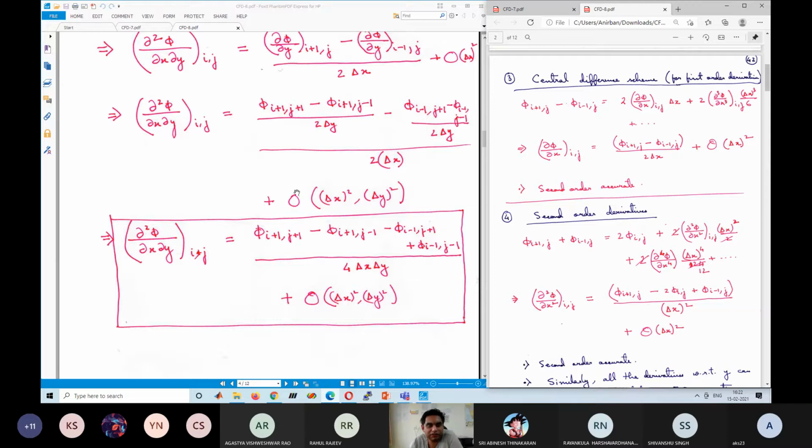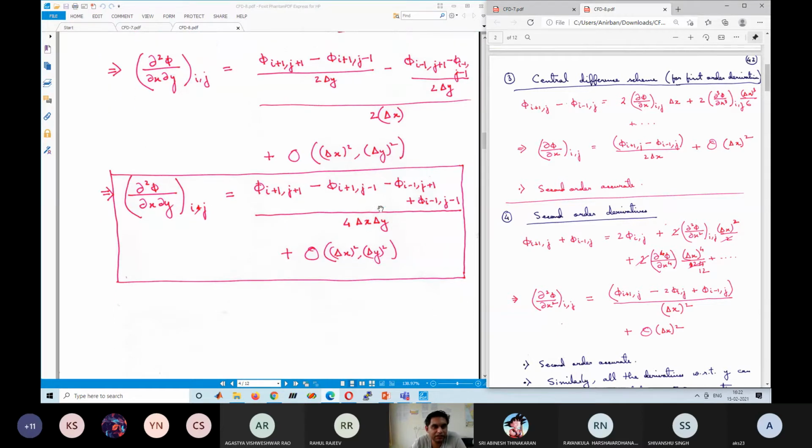So the overall error becomes of the order of delta x square or delta y square, whichever is greater. Okay. Either delta x square can be greater or delta y square can be greater. So del square phi del x del y ij, it is not that it is a combination of delta x square and delta y square. It is whichever is greater. Okay.